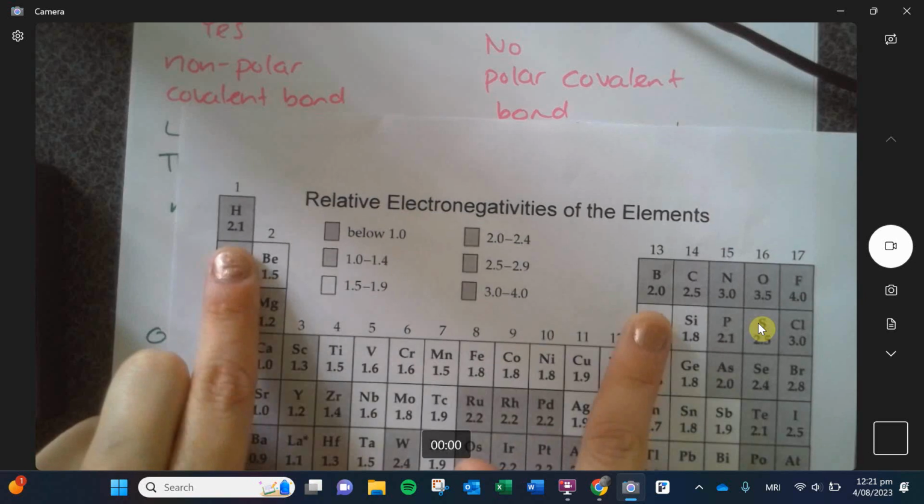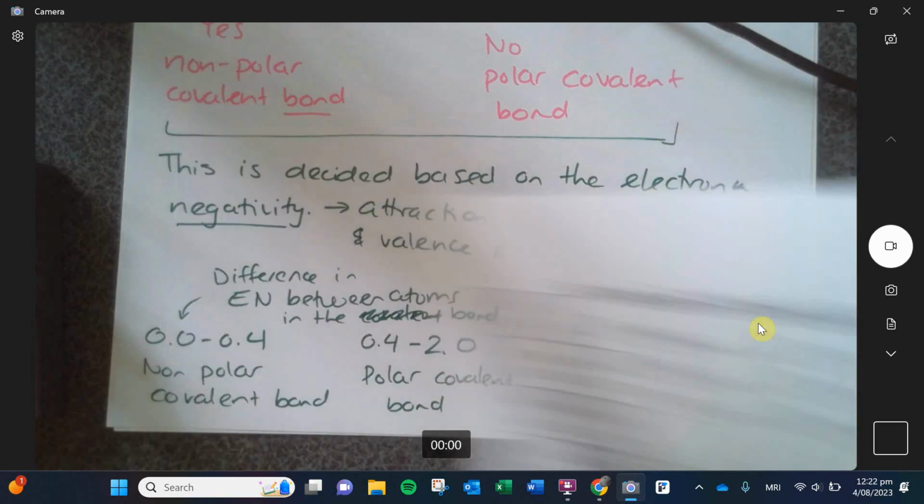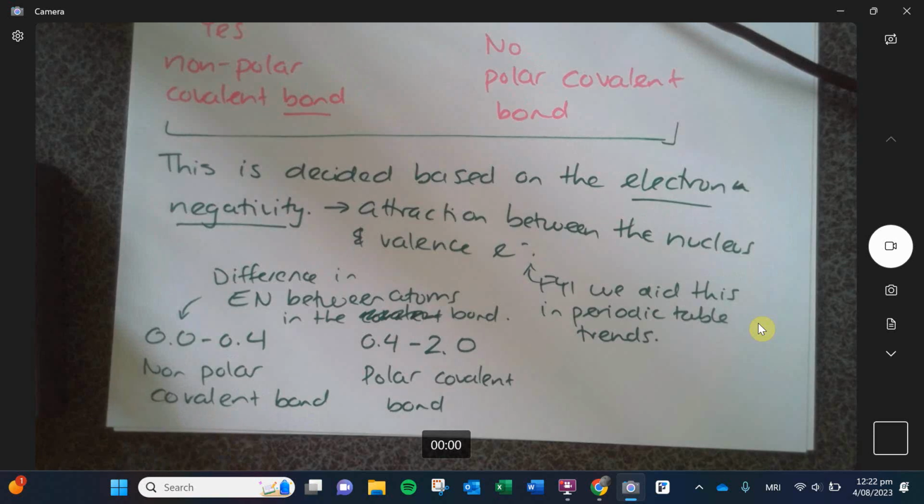So, say, for example, I have boron bonded to a hydrogen, and I did the subtraction of 2.1 minus 2, I would get 0.1. So the bond between the boron and the hydrogen is going to be a nonpolar bond because it doesn't have a huge electronegativity difference. So the electrons are going to be shared relatively evenly.